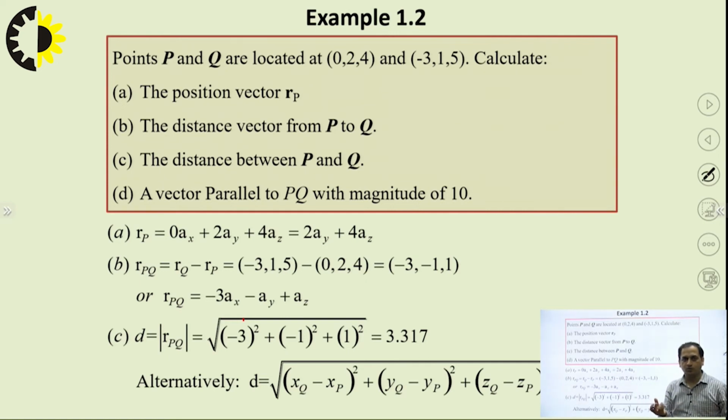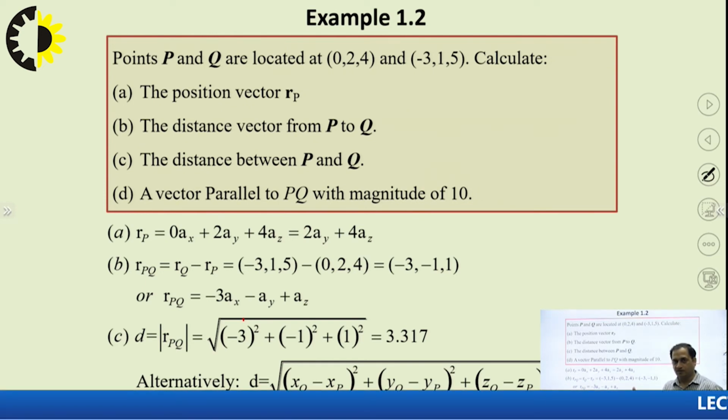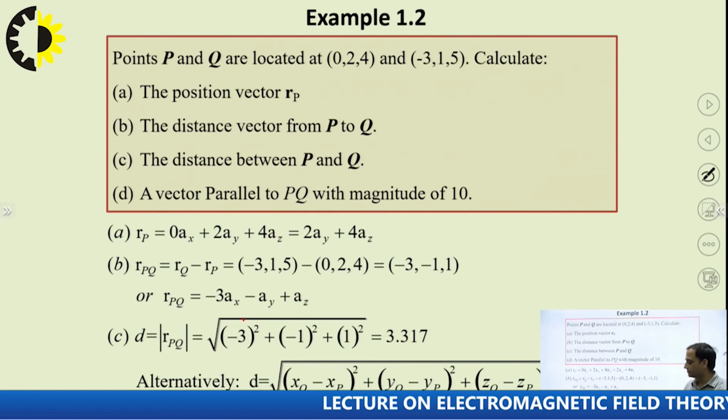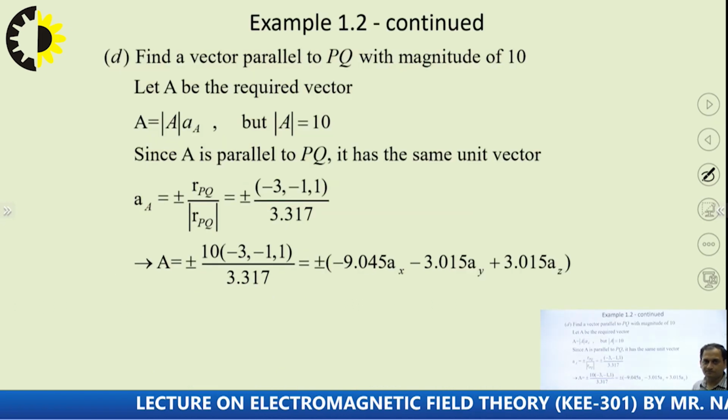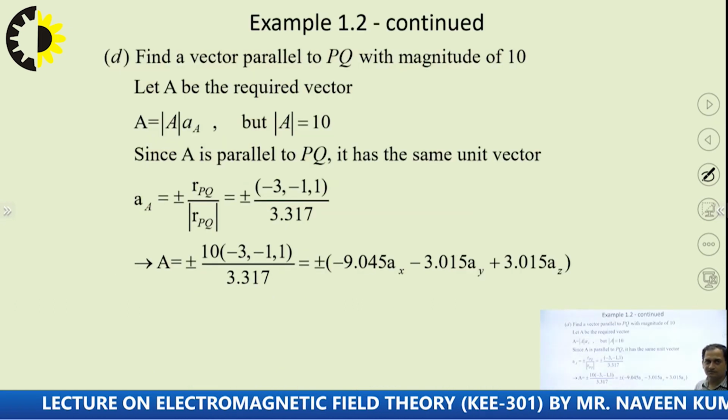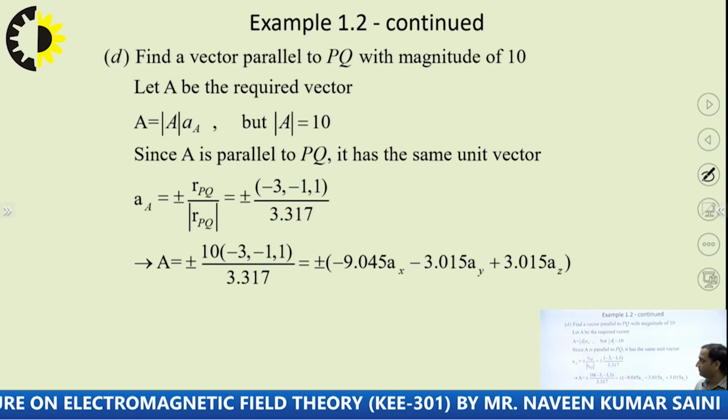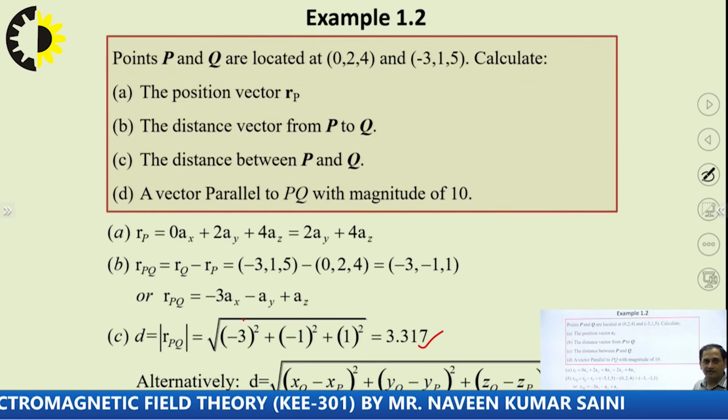So RQ you can calculate, and the distance vector from P to Q, or the displacement from P to Q. When we want the distance, distance is a scalar quantity. So for that you have to take the magnitude of this RPQ. So this value will be 3.317, right.